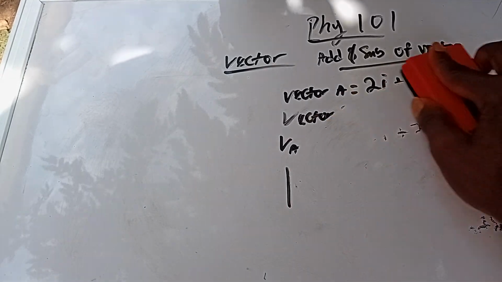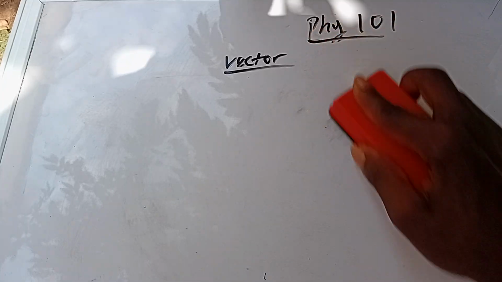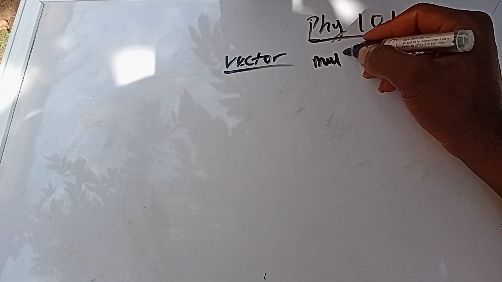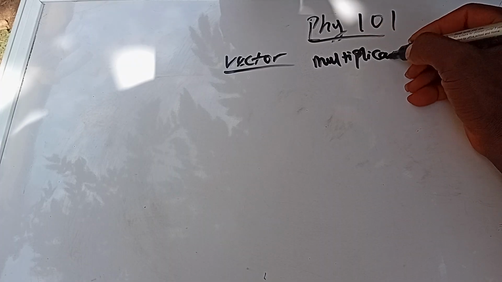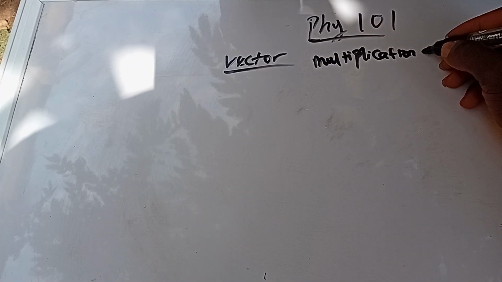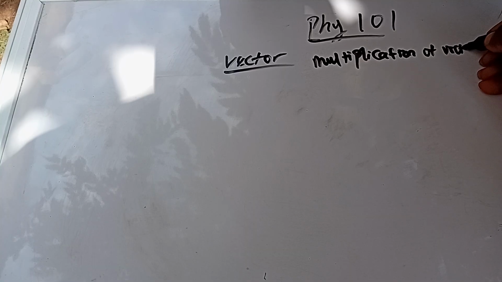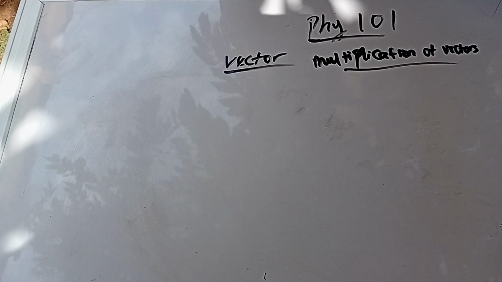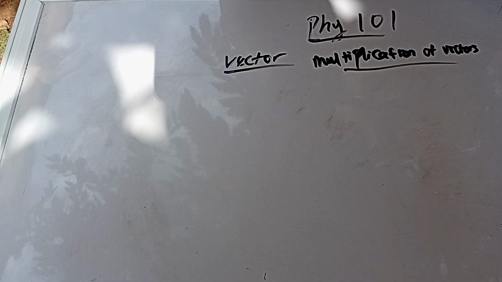Now, without wasting much of our time, let's quickly move to the multiplication of vectors. Multiplication of vectors. Hello, are we there? Now, when we are talking of multiplication of vectors, we have 3 different ways of multiplying vectors.